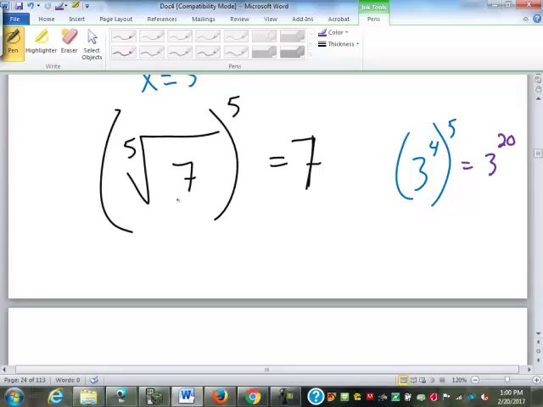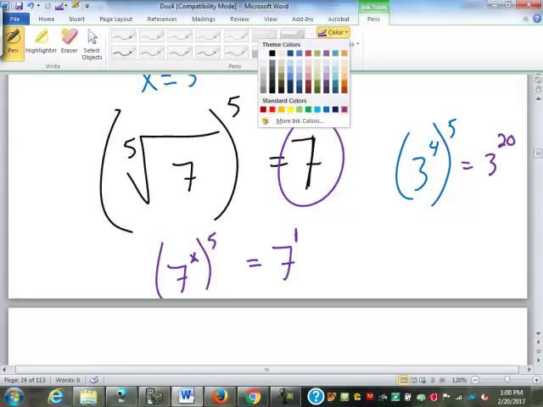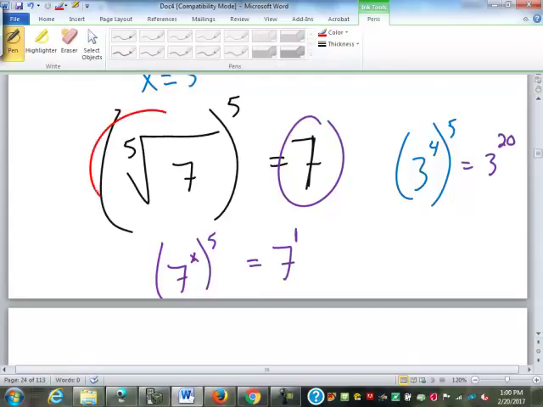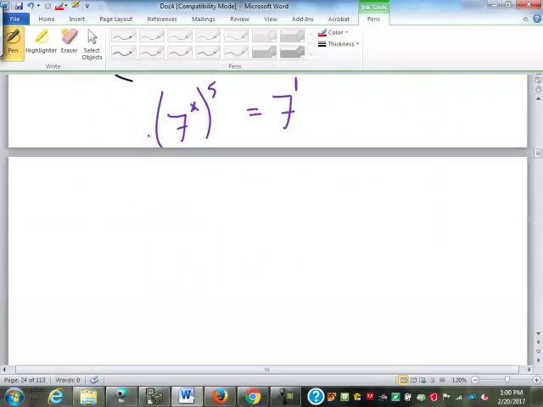So here, I have something going on. 7 to some power, I'm going to call it x, to the power of 5. This is 7 to what power? To the power of 1, right? This is just 7 here, right? So this is x times 5 equals 1. So what does x have to be? 1/5. So the 5th root of 7 is the same as 7 to the 1/5.